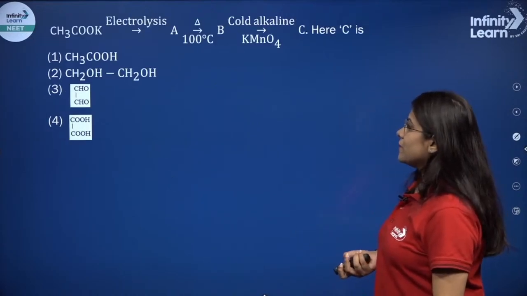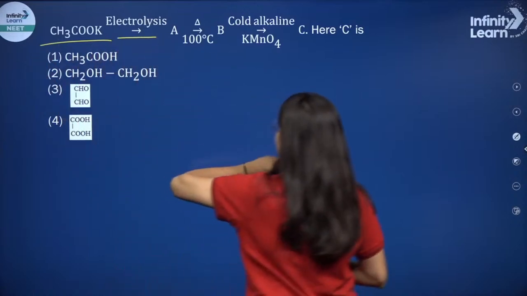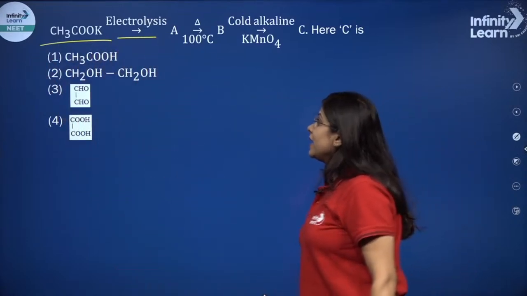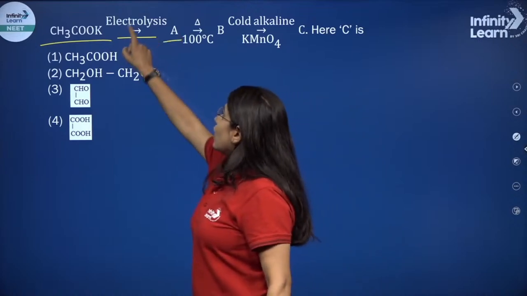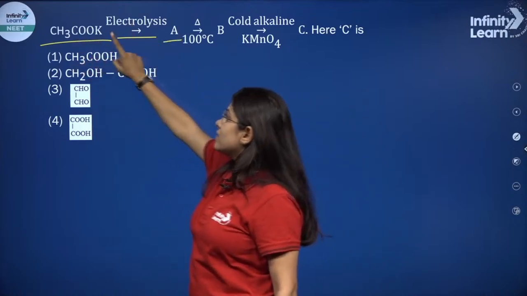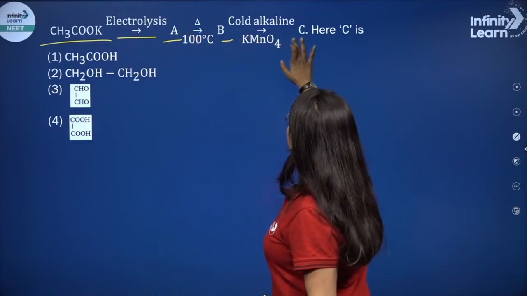Next, okay. So, we are given a potassium salt and we need to do electrolysis. So, in electrolysis, what will we be getting? After electrolysis, what will I be getting? CH3COK is there and followed by elimination, I will get B. I need to identify C.